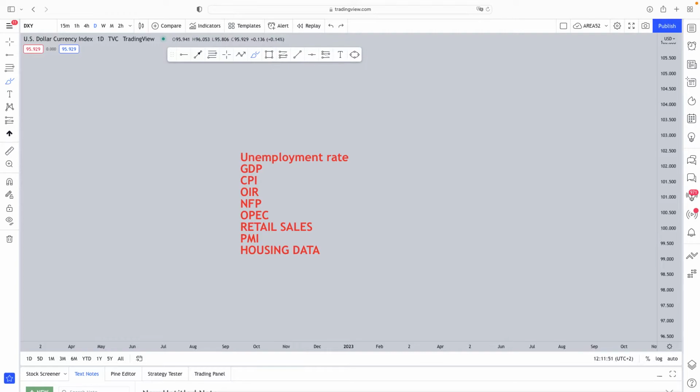And who suffers at the end of the day? The consumers, the people that actually buy the stuff. So the next thing we are going to speak about is the OIR, which is the overnight interest rates.